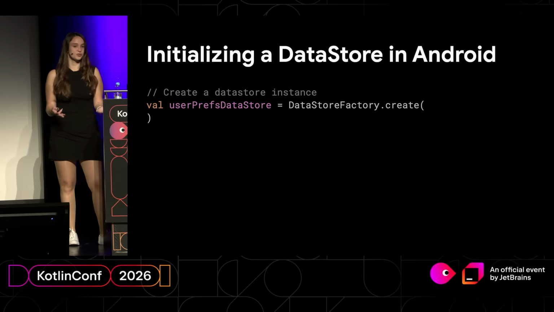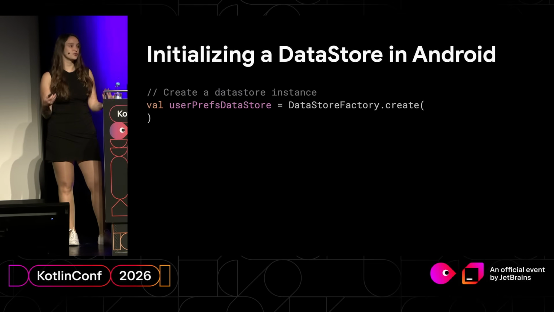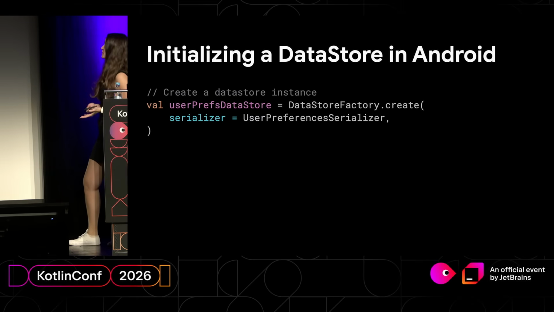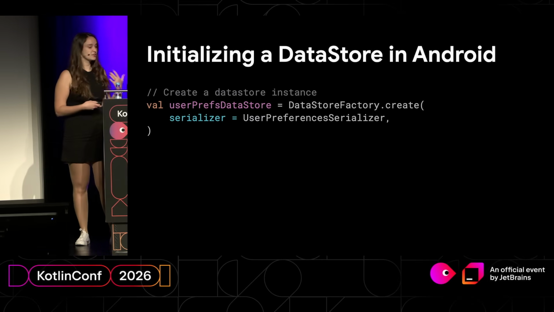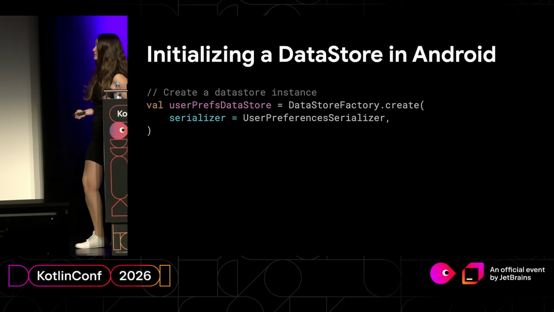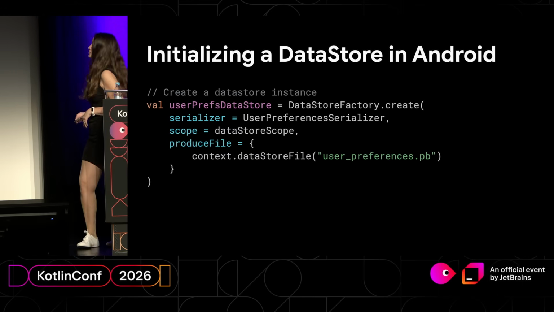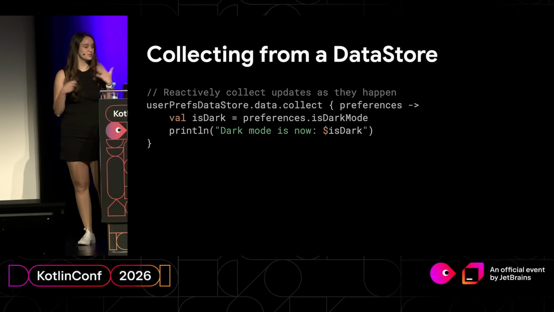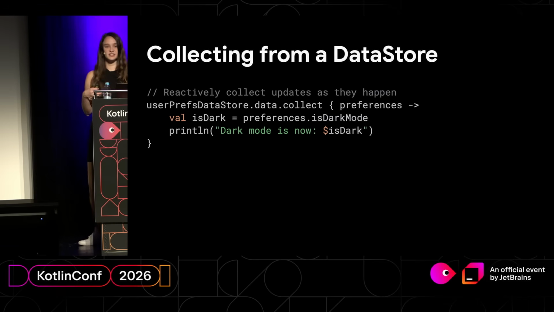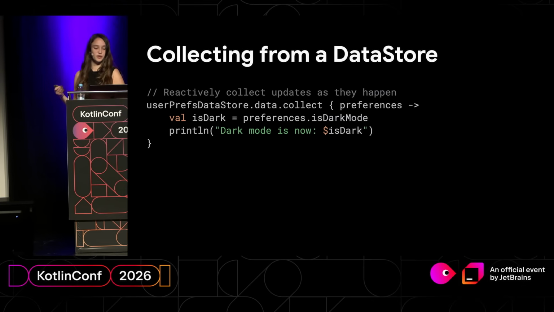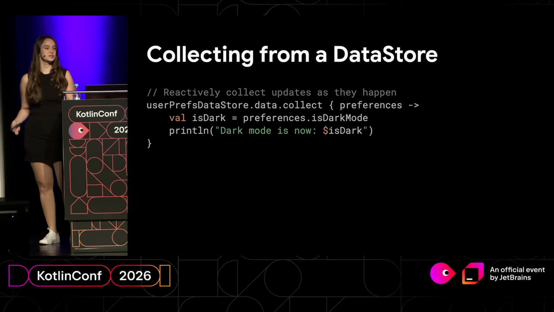You can create a DataStore using the DataStore factory to get an instance, and all you need to do is pass a serializer, which is going to handle reading and writing your data models, a background coroutine scope, and a file producer lambda. Once initialized, consuming your data is completely reactive. You can map your data layer to a Kotlin flow, and whenever a write happens, your app instantly receives the updated state.